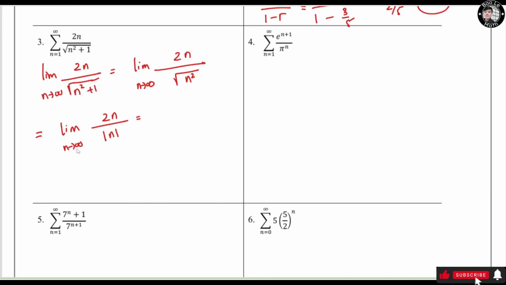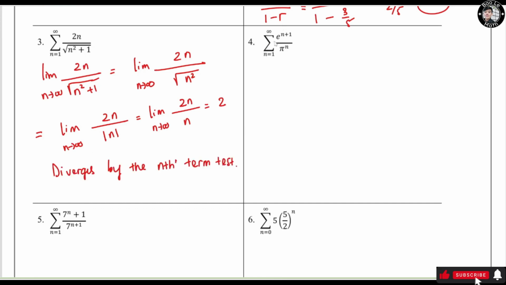Now, when n approaches infinity, this guy is always positive, so you can remove the absolute value sign. So it could be the limit of 2n over n when n approaches infinity. n and n cancel out, so it is 2. So by the nth term test, this series diverges.